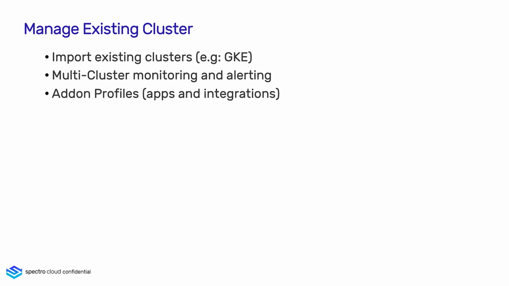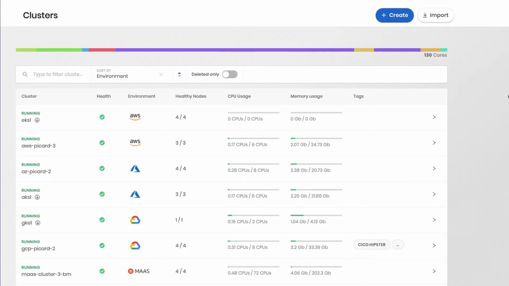Whether you are using Amazon EKS, Azure AKS, or Google GKE, or on-premise VMware PKS or Red Hat OpenShift, you can benefit from a single control point for centralized visibility, cost optimization, and enterprise-grade governance across every Kubernetes cluster. Let's take a look at how easy it is to import an existing cluster to Palette.